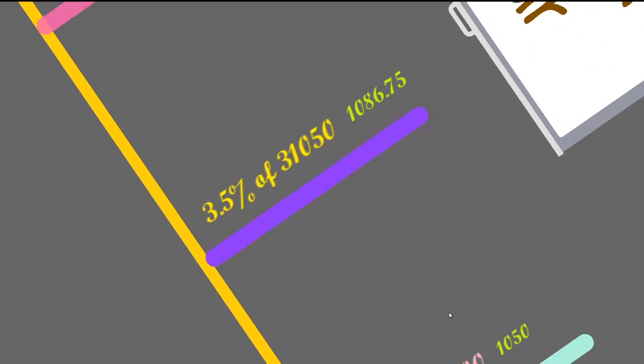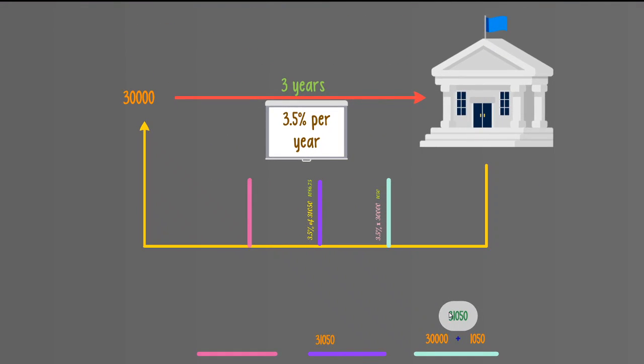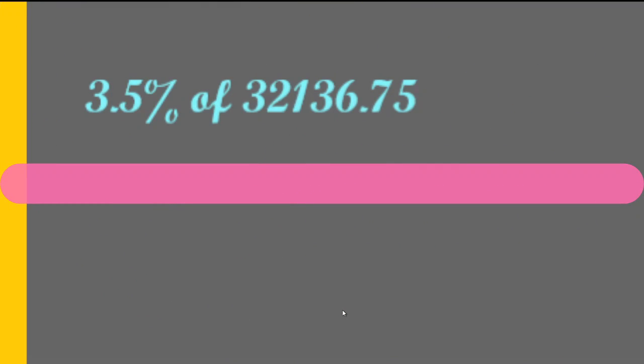Let me write that down. 31,050 plus 1,086.75. When you add that, your total balance becomes 32,136.75. So this is your new account balance in your bank. Now you have this much money. Now in the third year, they will charge this interest on the money that is now there in your account, that is 3.5% of 32,136.75, and when you do the calculation, you get 1,124.78.